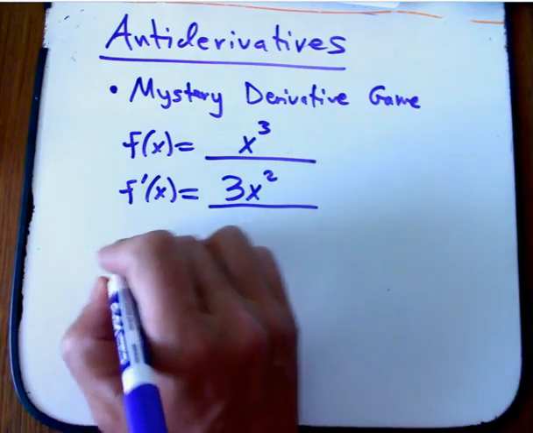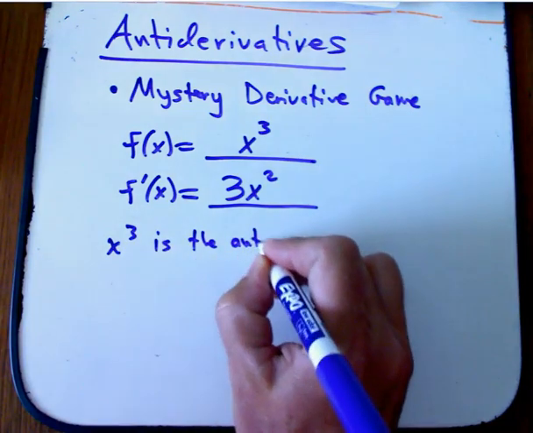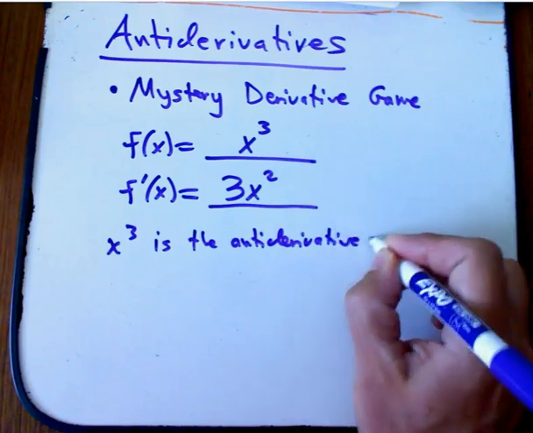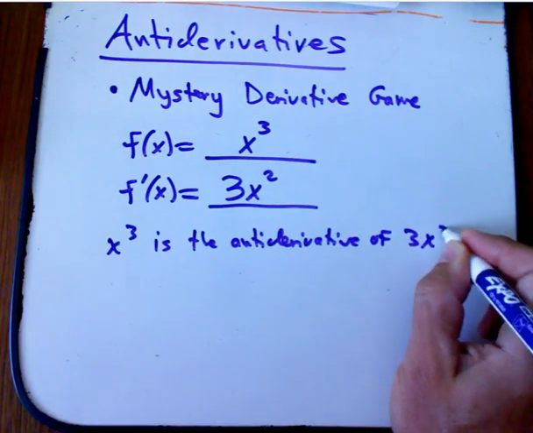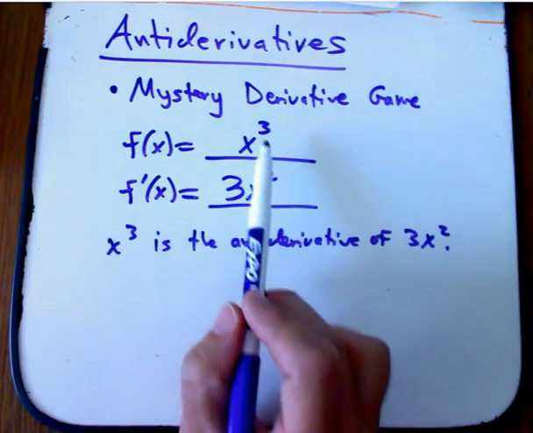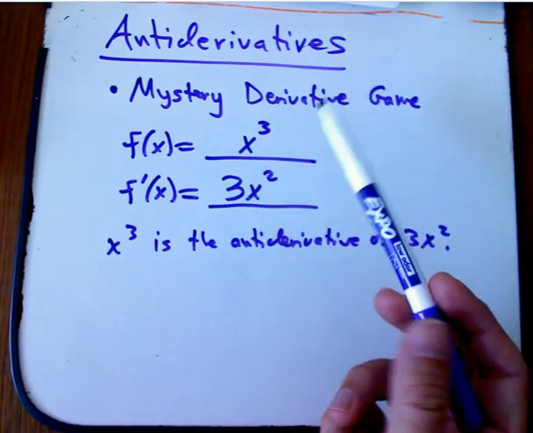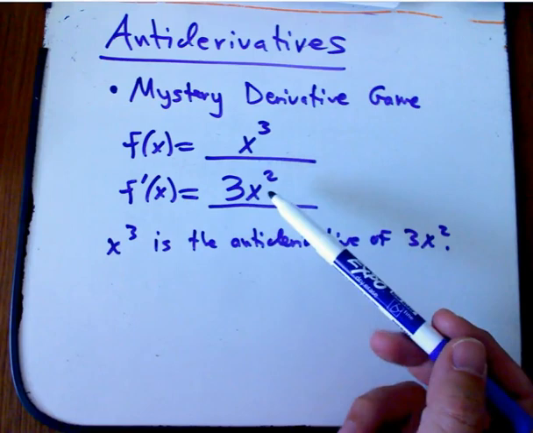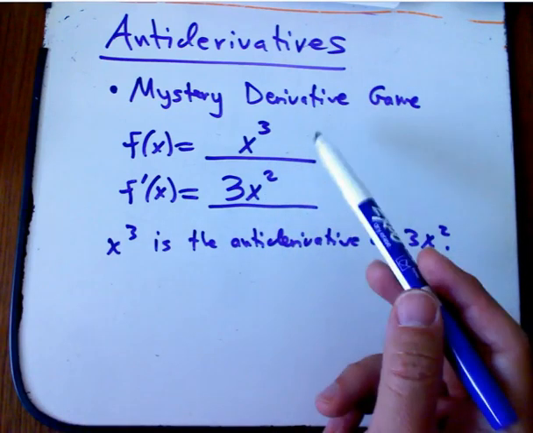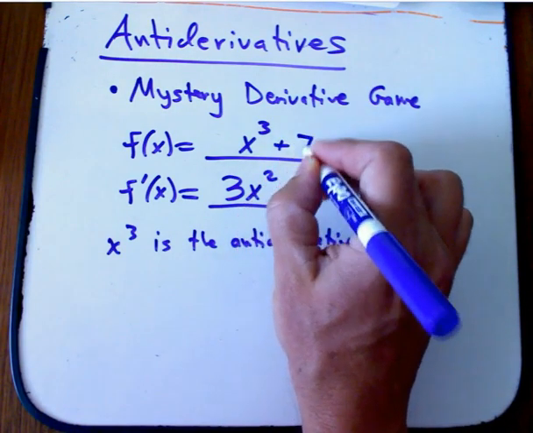So we would say that x cubed is the antiderivative of 3x squared. But unfortunately, that's not the function I was thinking of. So if you guessed that, unfortunately, that was not the one I was thinking of. So you might think, how could that be wrong? Clearly, the derivative of x cubed is 3x squared. But the point is that there might be more than one answer here. I could be thinking of different things. And in fact, I was thinking of x cubed plus 7.